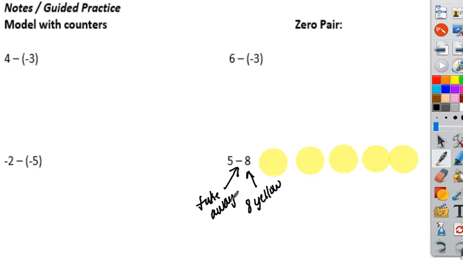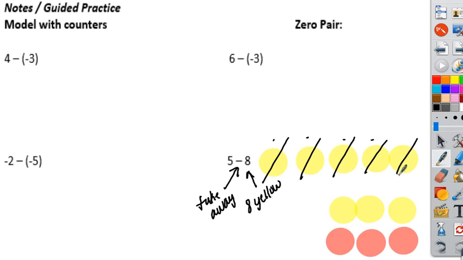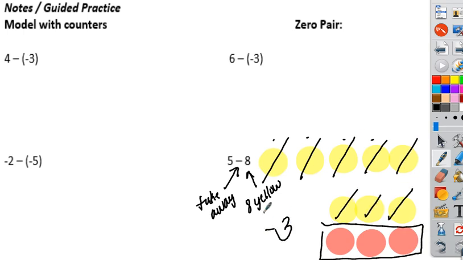So you say, nope, I only have 1, 2, 3, 4, 5, so I need to add in 3 zero pairs so that then I have the 8. And now can I take away 8 yellows? I have 1, 2, 3, 4, 5, 6, 7, 8. In this case, I am left with a negative 3. So again, start to look at these problems and identify where those numbers came from.